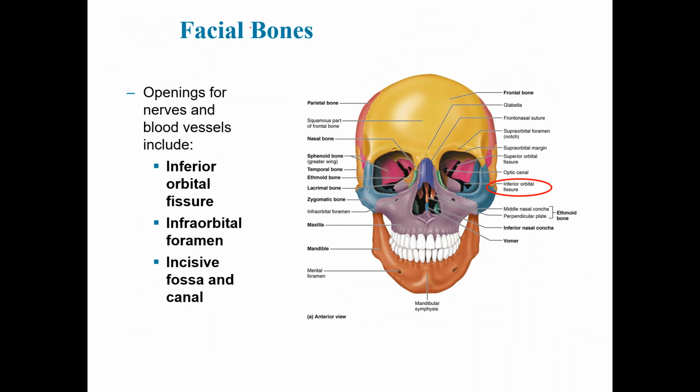All right, so here I want to show you some openings for nerves and blood vessels that are very important, okay, and they're present in the facial bones. These are the inferior orbital fissure, okay, which is shown over here. It's very important to point out, important for several nerves and blood vessels. So we're going to talk about this more in detail when we talk about the nervous system.